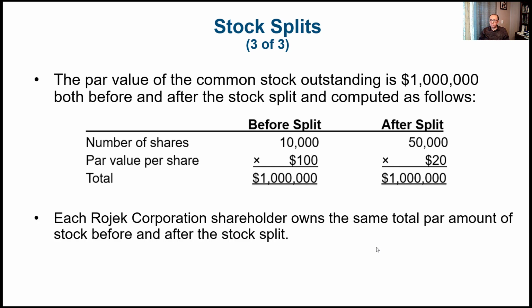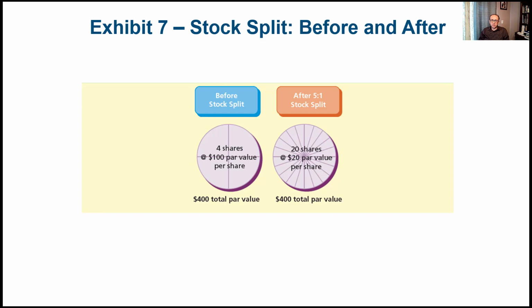So each Rojak Corporation shareholder owns the same total par amount of stock before and after the stock split. And this is just something that would explain it. Like a pie, where let's say before the split I had 4 shares, each one has $100 par value for a total of $400. Now I have 20 shares of $20 each, which is still $400 total par value.